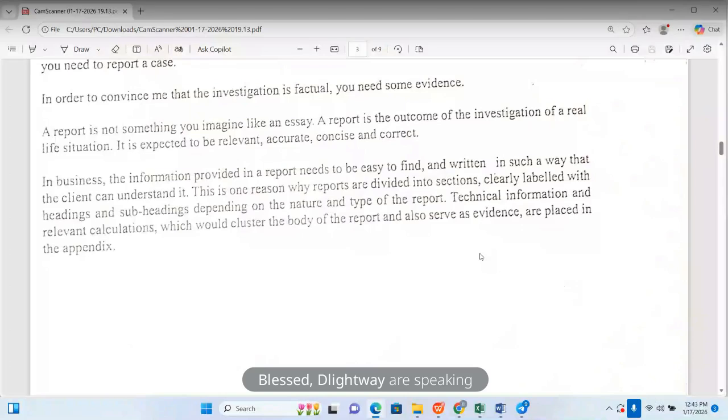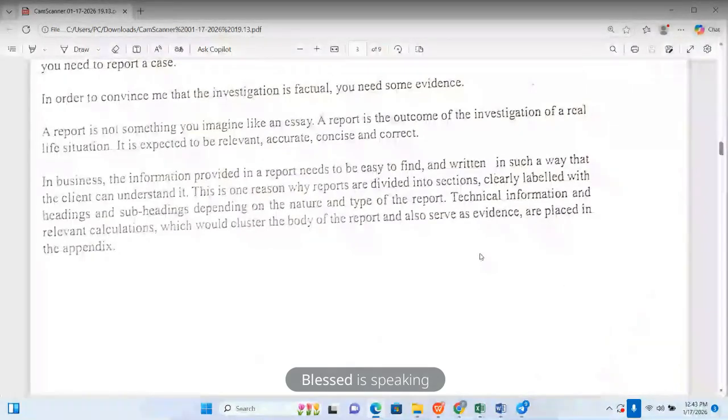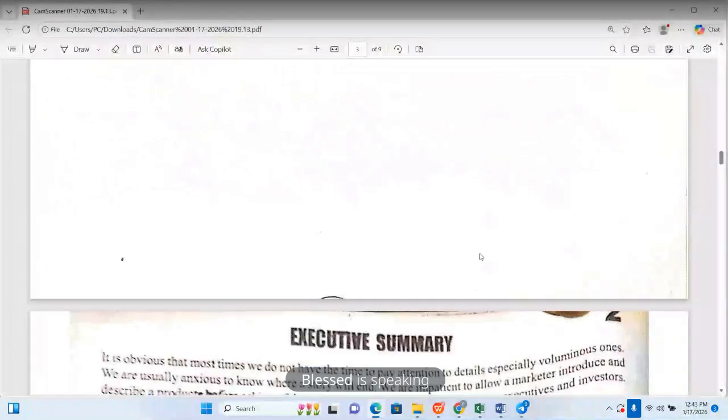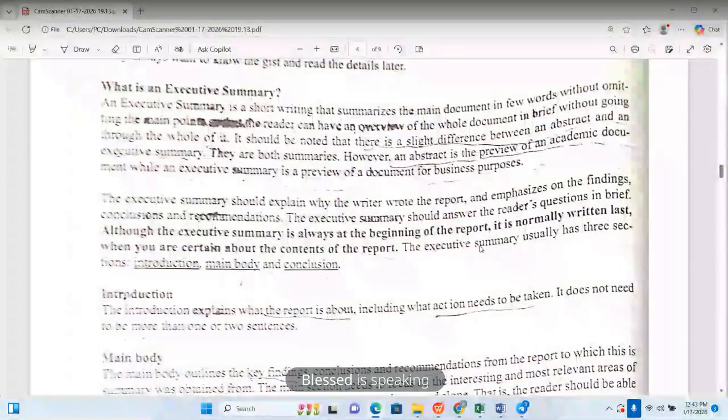All right. This is one reason why reports are divided into sections, clearly labeled with headings and subheadings, depending on the nature of the type of report. Technical information and relevant calculations, which will clutter the body of the report and also serve as evidence, are placed in the appendix. We have talked about that.